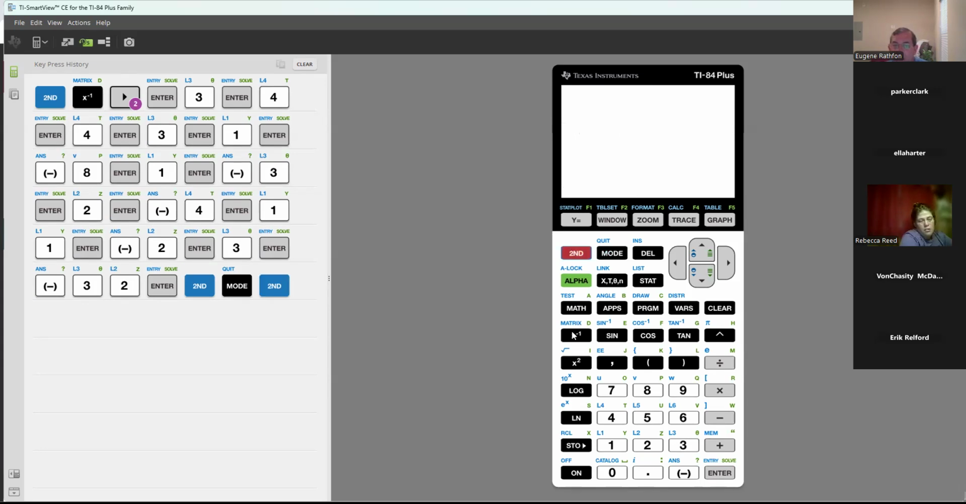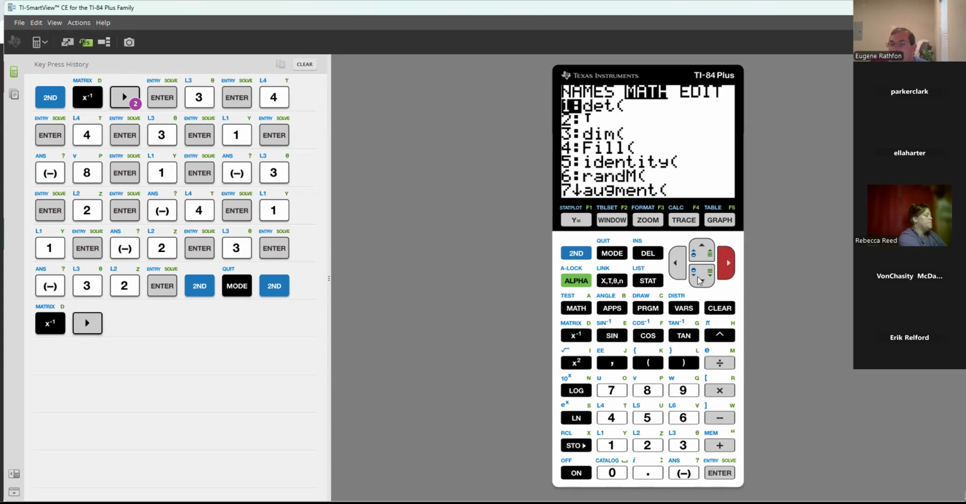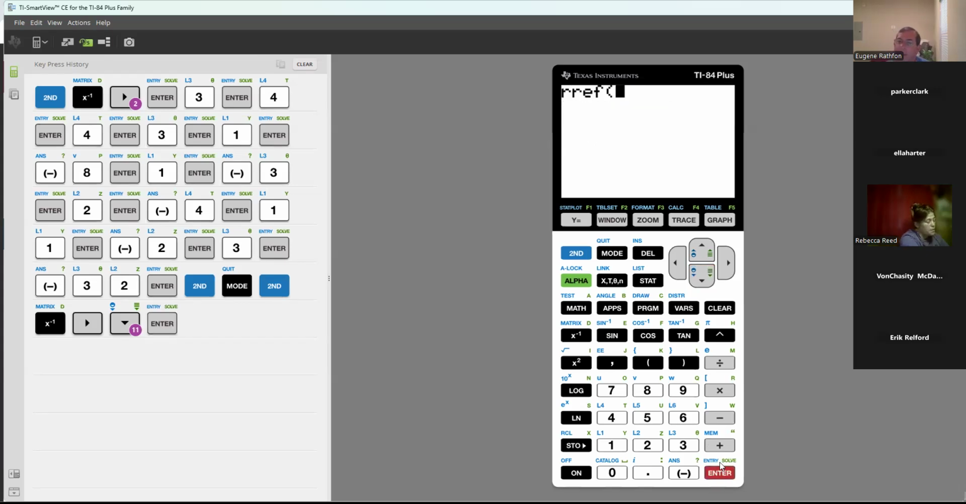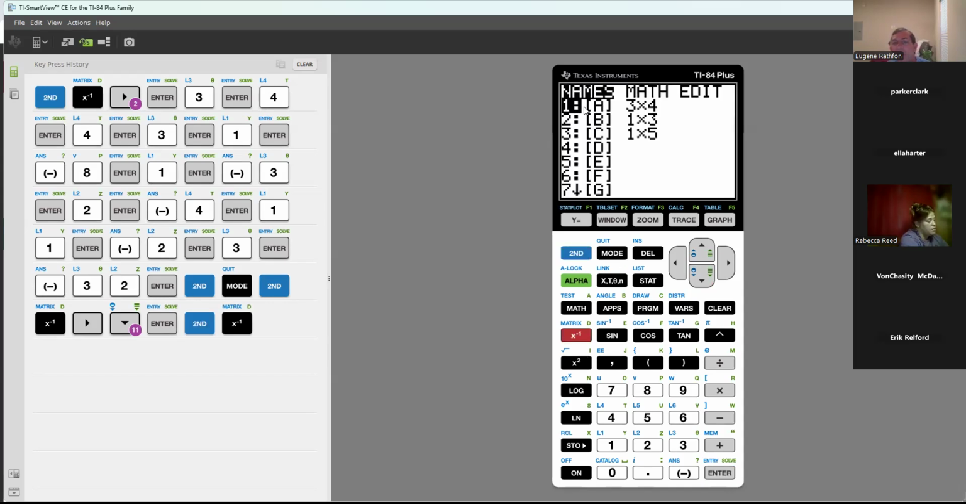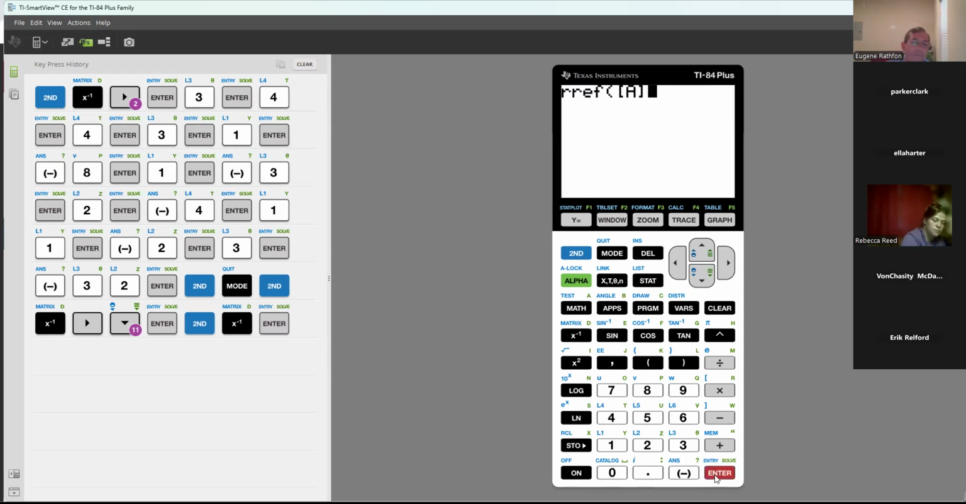Now, we hit second x-1 for the matrix stuff. We're going to arrow right into math, and then arrow down until we get RREF. So we want the reduced row echelon form, that's called. So hit enter. And then y'all, for the third time, hit second x-1. So since matrix A is my 3x4 matrix, I'm just going to hit enter. And y'all, when I hit enter, my 3 numbers will be on the far right column, and they'll be in order from my X, my Y, and my Z.